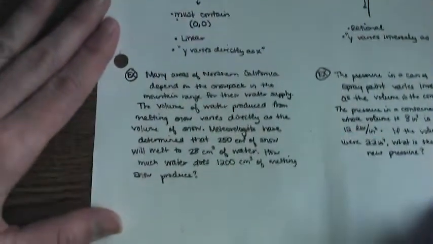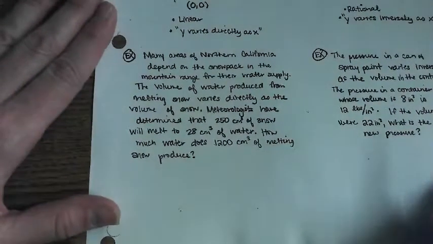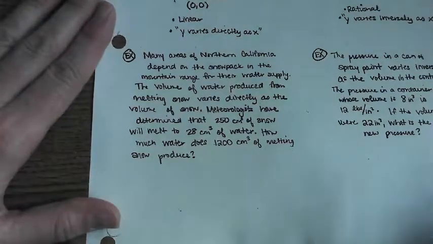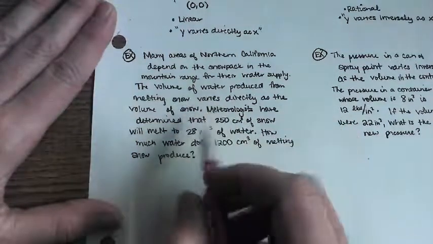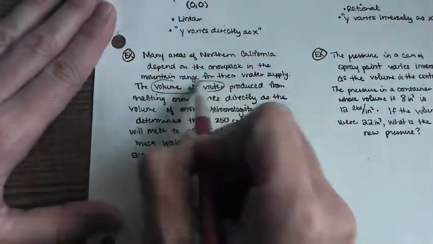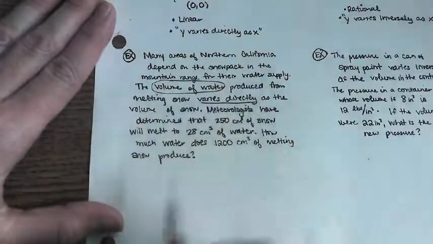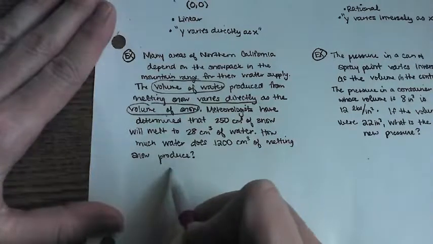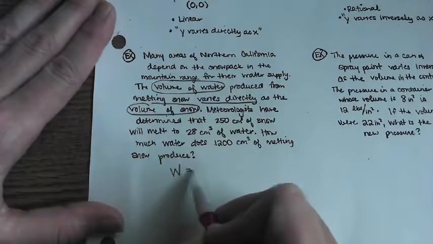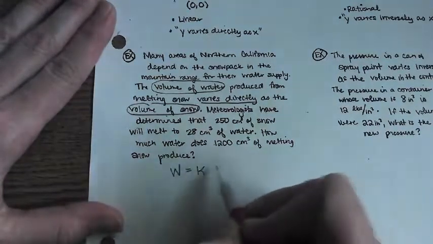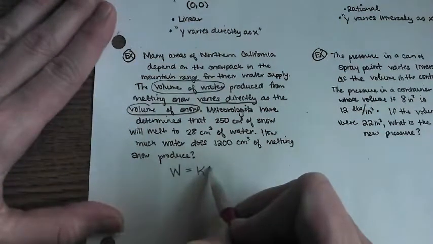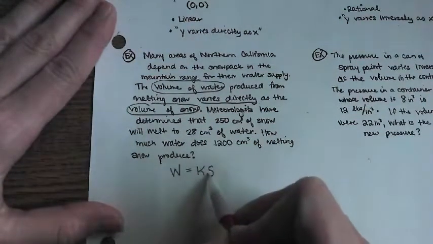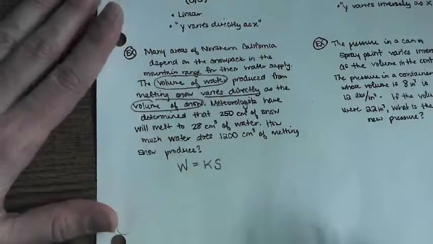This first example, many areas of Northern California depend on the snowpack in the mountain range for their water supply. The volume of water produced from melting snow varies directly. So what varies directly? The volume of water varies directly as the volume of snow. So we could write an equation just to get this out. Water varies directly, so k times the volume of snow. So W for water, S for snow.